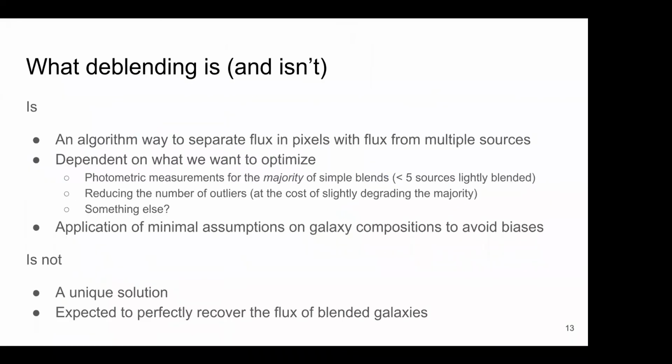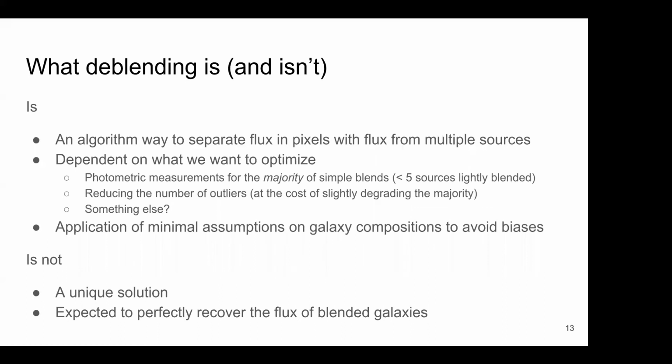So let's talk a little bit about what deblending is and what it isn't. So it's an algorithm to separate flux and pixels with flux from multiple sources. But the algorithm that we implement is going to be dependent on what we want to optimize. So for example, we may say that we want to optimize photometric measurements for the majority of simple blends, right? So these are those 4 and 5 source or smaller blends. Another option is we could say we want to reduce the number of outliers. And so we want to try and not have as many catastrophic blends, but that may be at the cost of slightly degrading the measurements that we make on the majority, or it could be something else.